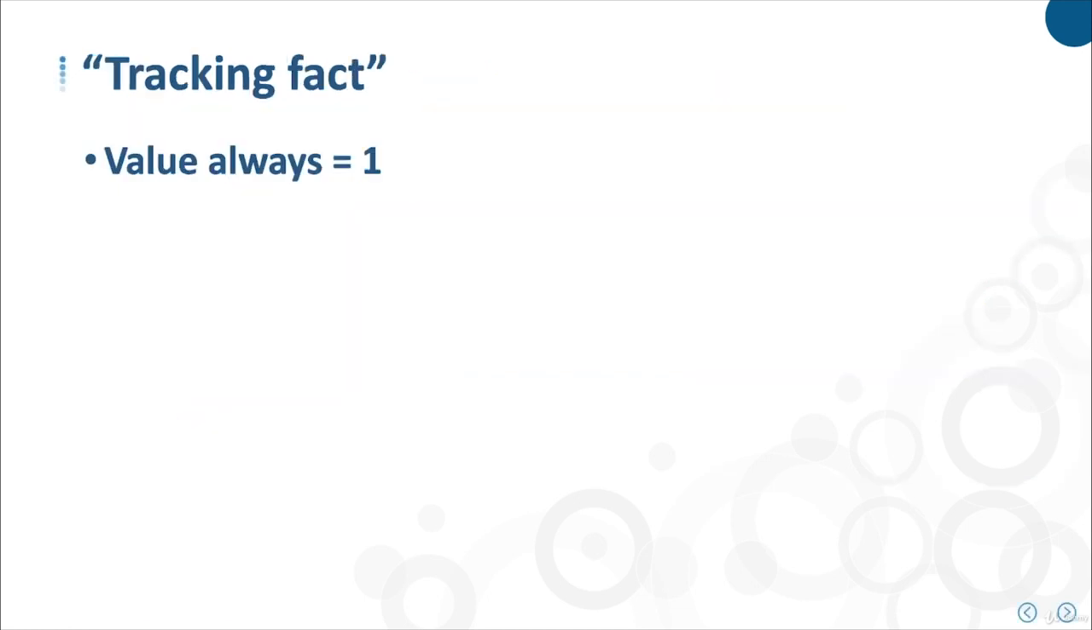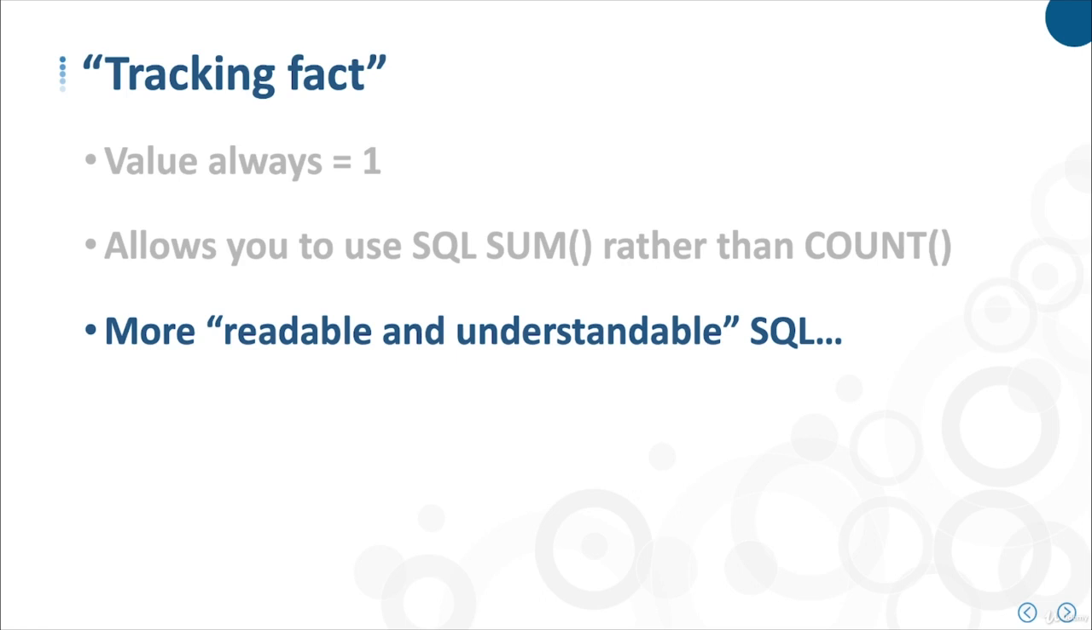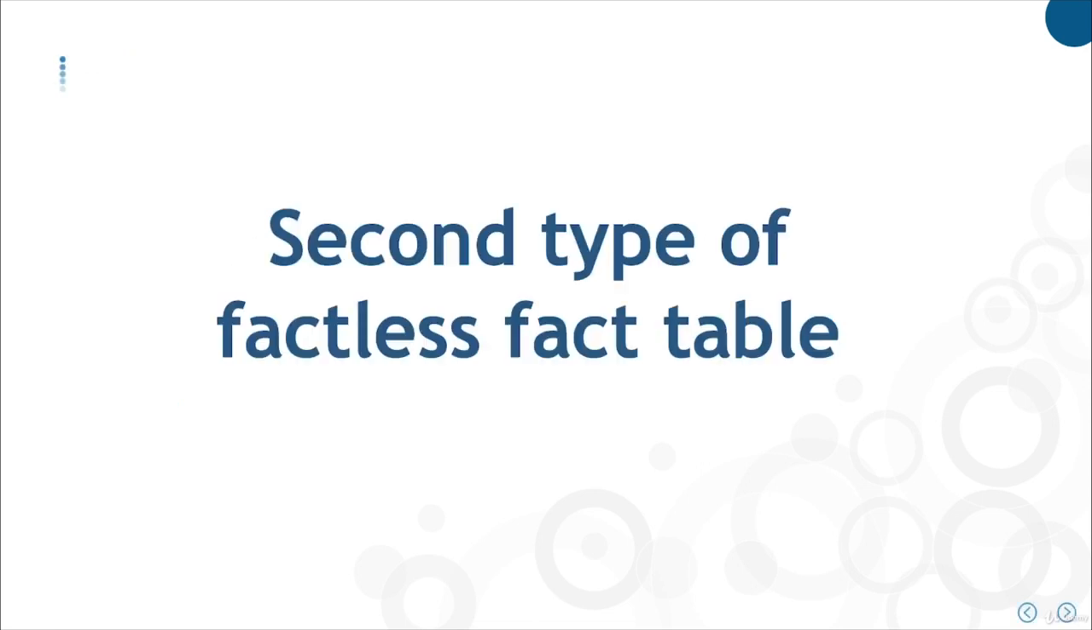The value of a tracking fact is always set to 1, and what that means is if you wanted to count the rows, which is how we keep track of the measurements in a factless fact table according to filters or without the filters, you could use the SQL sum function rather than the count function and then just sum up that value of the tracking fact as opposed to counting the number of rows. It is a little more readable and understandable. It might, however, be less efficient in execution. So using a tracking fact isn't always a great idea, but it's an option.